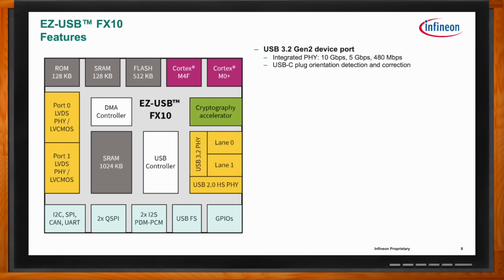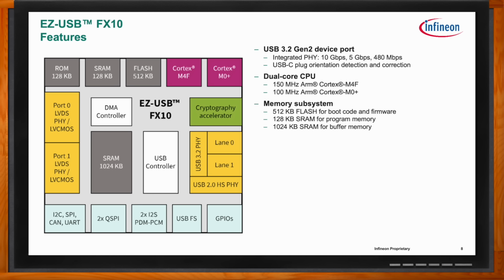We also improved our CPU platform to integrate a dual-core CPU with a 150 megahertz Cortex-M4 and a 100 megahertz Cortex-M0. This is the first time we have integrated flash memory in the chip, 512 kilobytes of flash memory to store your application firmware. There are 128 kilobytes of SRAM for program memory, and an additional 1 megabyte of SRAM for buffering the data between the FPGA and the USB.